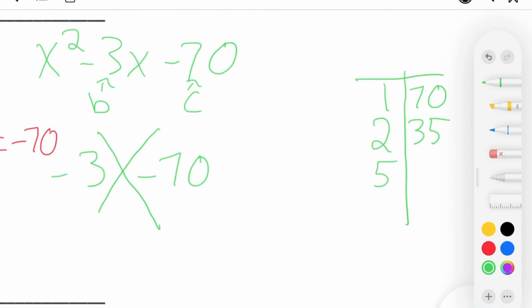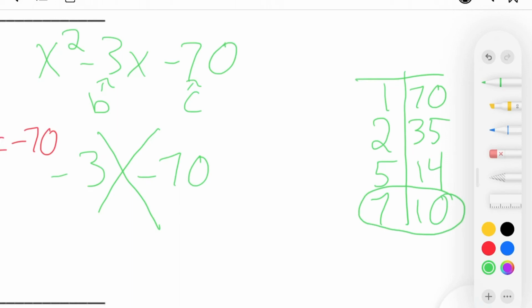5 can go into 70 evenly. 5 times 14. 70 divided by 6 would give you a fraction, so you're not worried about that one. Then you go on to 7. 7 times 10. Now, out of all of these factors, what two numbers can also add or subtract to give you -3? 7 and 10.